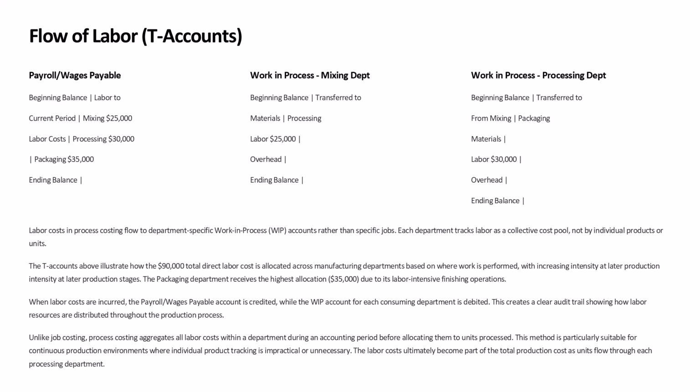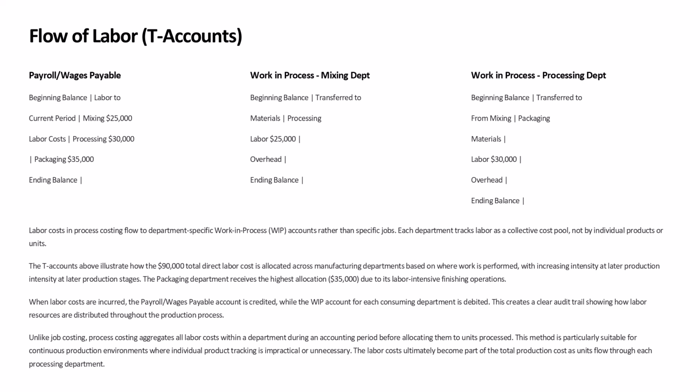Picture a textile mill where spinning department employees, weaving department workers, and dyeing department staff all have their hours tracked by department, not by fabric batch. This approach dramatically simplifies labor tracking in continuous production environments. Instead of thousands of job tickets, we have a handful of departmental labor pools.